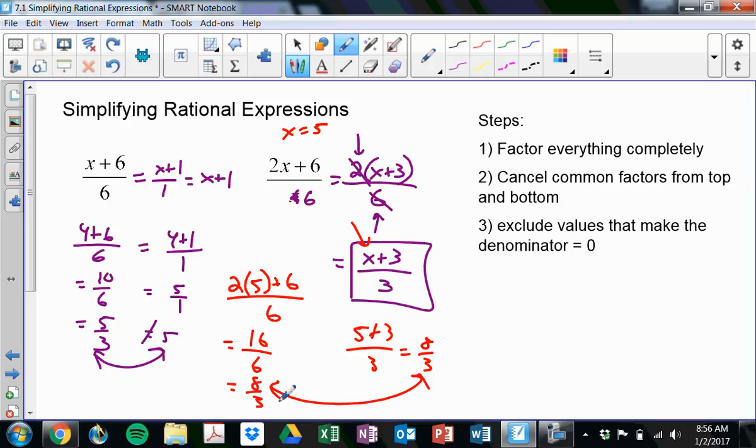When you are simplifying, you factor everything completely, cancel common factors from top and bottom, and then make sure to exclude things that make the denominator equal 0. In this problem, there's nothing on the bottom that could make this equal 0. There's no x down there. Just like how with this one, there's no x on the bottom, so I don't have to worry about excluding things. Only when there's a variable on the bottom do you do that.